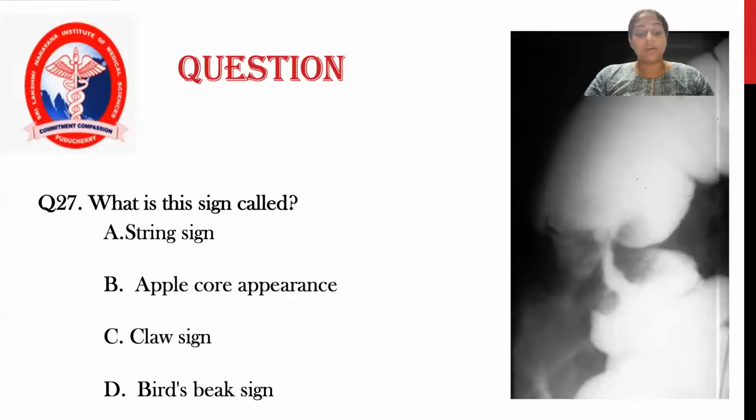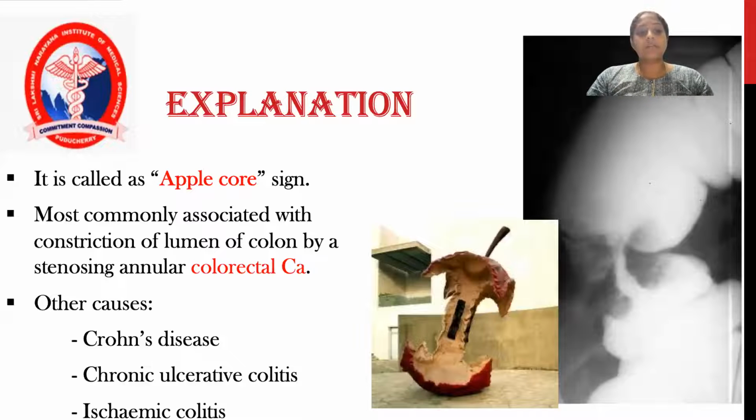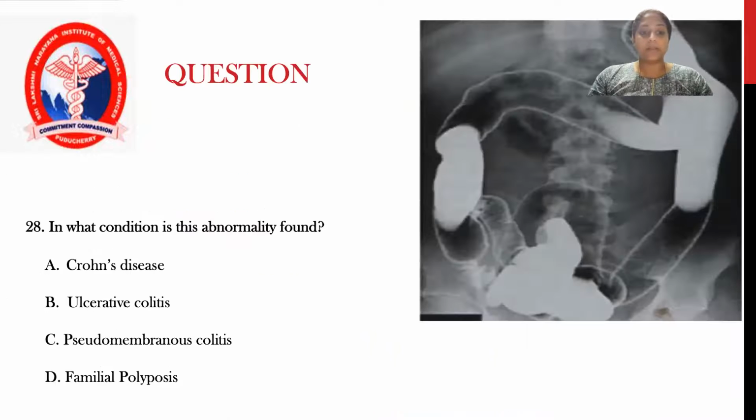Okay, what is this sign called? Is it a string sign, apple core appearance, claw sign, or bird beak sign? We have all seen a claw sign. So this is a case of the apple core sign. This is most commonly associated with constriction of the lumen of the colon by stenosing annular colorectal cancer. Other causes are Crohn's disease, chronic ulcerative colitis, and ischemic colitis.